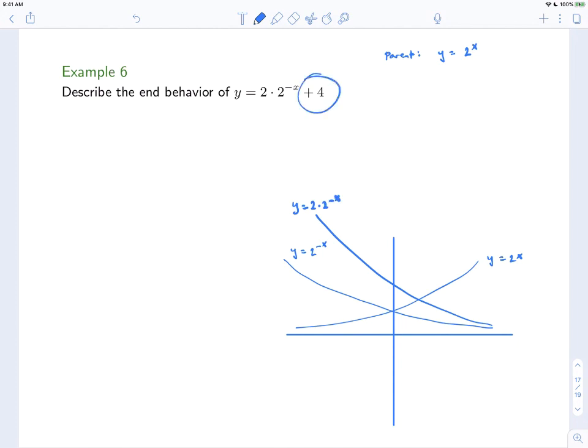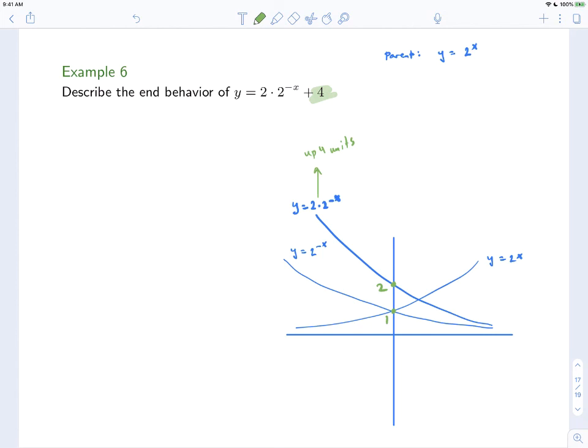But now we just add 4. We're going to add 4 to it. So we're going to take all of this and we're going to move it up by 4 units. So that's going to take the x-axis and move it up by 4 units. So everything's going to be moved up by 4. Just for fun, let me determine what the y-intercept is here. This is when x is equal to 0, so this is going to be 2 right here. So that's 2. This is 1.